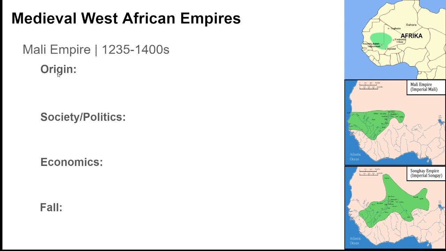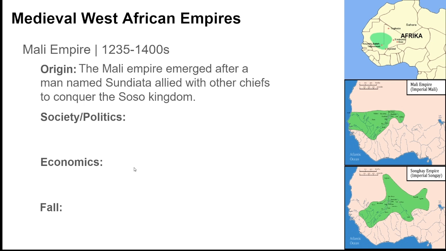Next is the Mali Empire, 1235 to the 1400s. The Mali Empire emerged after a man named Sundiata allied with other chiefs in this area to conquer the Soso kingdom, which was around this. They had conquered this area at the time.